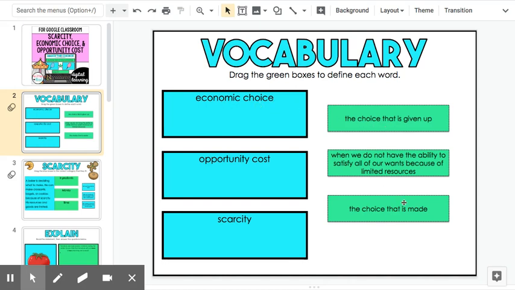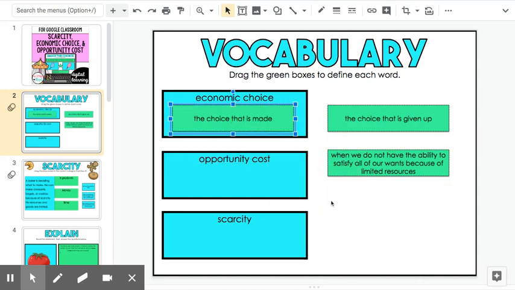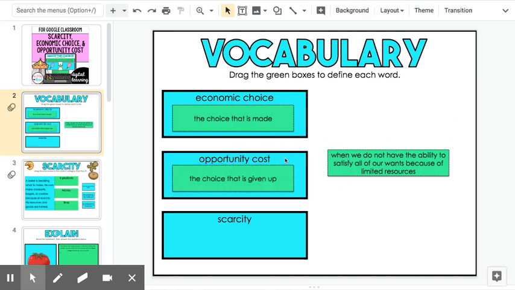is the choice that is made. So, this is the choice that you are making when you have to choose between two different things. Opportunity cost, that is the choice that is given up. So, for instance, if you had to choose between a chocolate cookie or a sugar cookie, let's say you chose the sugar cookie. That would be your economic choice. That would be the choice that you made. And then the chocolate cookie, that's the one you didn't choose, the choice that you gave up. So that is your opportunity cost.